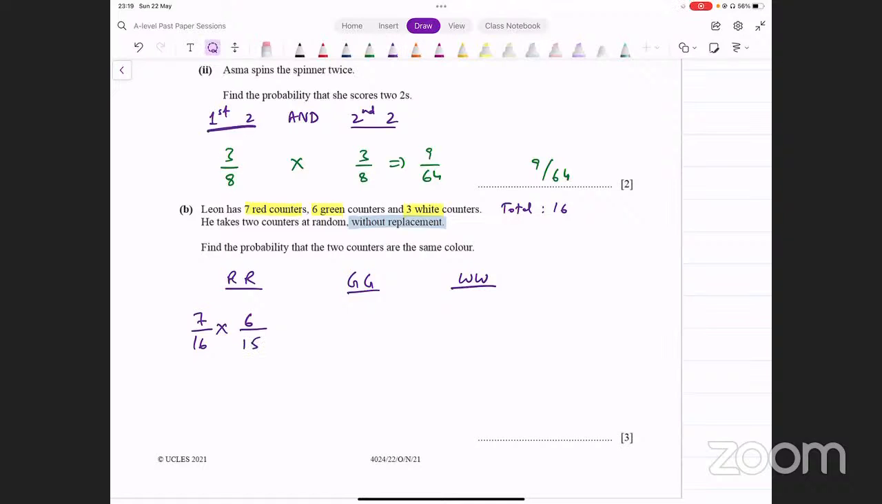ठीक है? अच्छा, अब दोनों अगर green हो, what about that? Again, green की probability कितनी है? 6/16 the first time, and then once you've taken out one green counter already, second time green की क्या probability हो जाएगी? 5/15. Then you got 2 white. First time white की क्या probability है? 3/16. Second time white की कितनी हो जाएगी? 2/15.